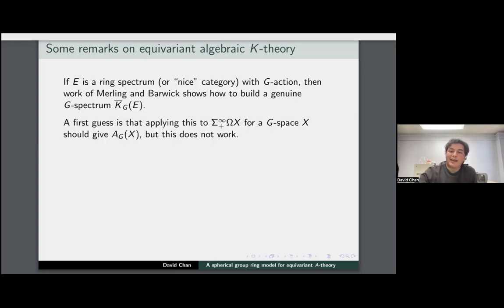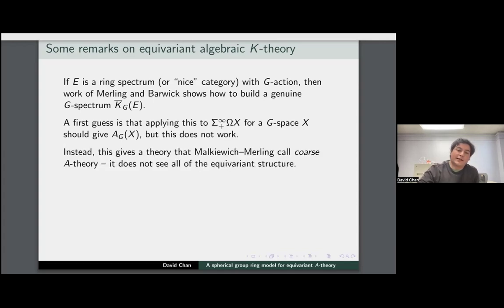Why am I never going to use it again? Because it doesn't do the thing that I want it to do. The sort of thing you might guess is that, okay, I have an equivariant algebraic K-theory, I should apply it to the equivariant suspension spectrum of loops X, and I would hope that this would give me A_G of X. It turns out that this doesn't work. This actually gives you something else, something that is quite interesting.